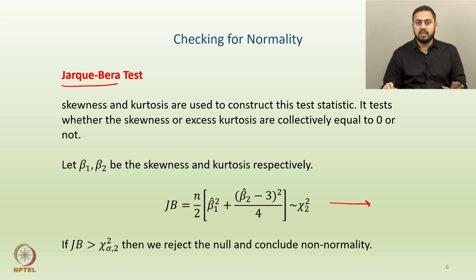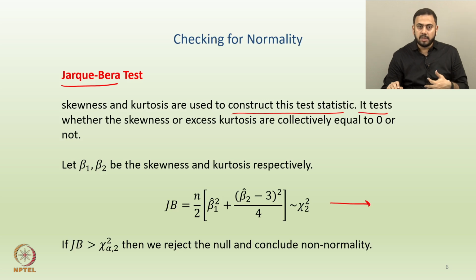So now you should understand that any hypothesis testing problem always relies on some test statistic. Here, this capital JB that you see is the test statistic underlying the Jarque-Bera test. What goes into this test are nothing but skewness and kurtosis. Skewness and kurtosis are used to construct this test statistic, which is my Jarque-Bera. Essentially, you are testing whether the skewness and excess kurtosis are collectively equal to 0 or not.